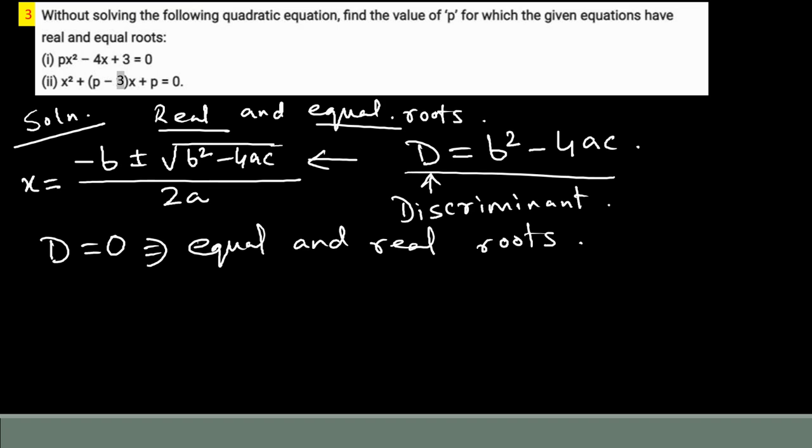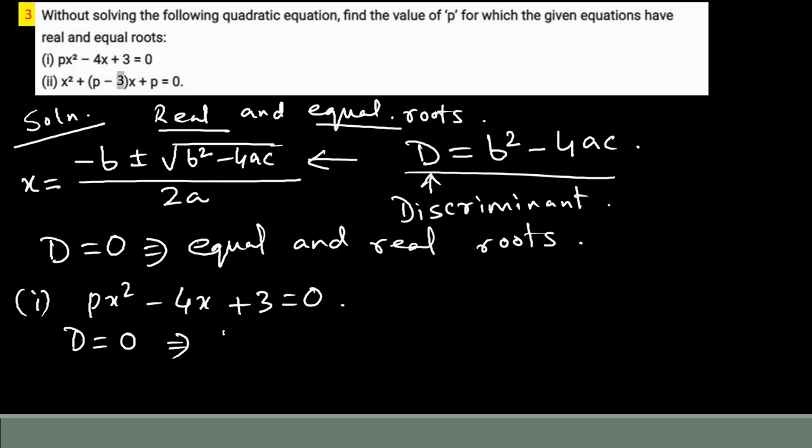Now it's saying without solving the quadratic equation. So question number one is px square minus 4x plus 3 equals 0. We just said don't solve the quadratic equation, just say for what value of p they will give us real and equal roots. We know this happens when D equals 0, and D means b square minus 4ac. And here what is b? Minus 4.